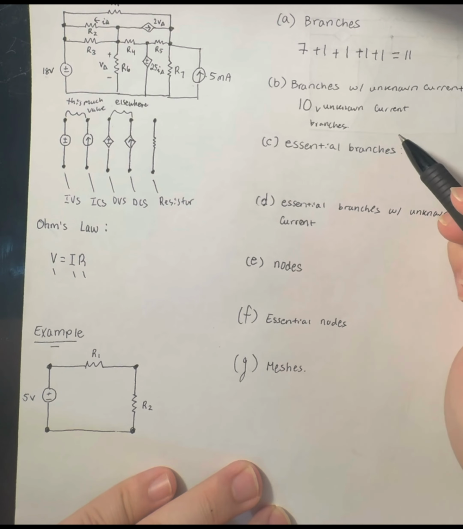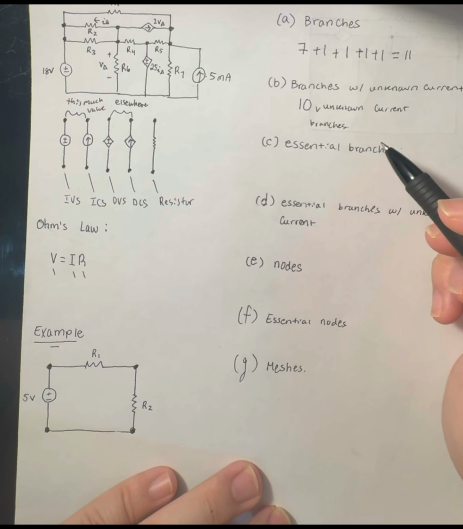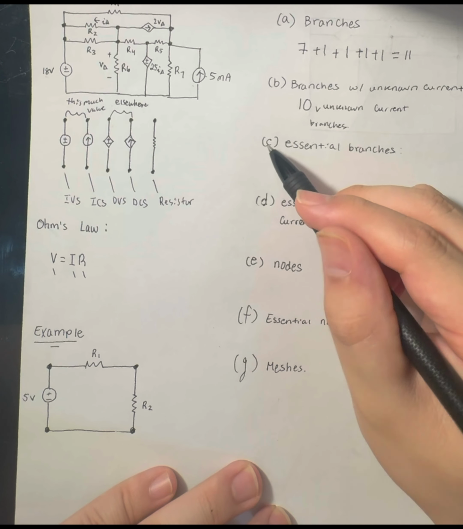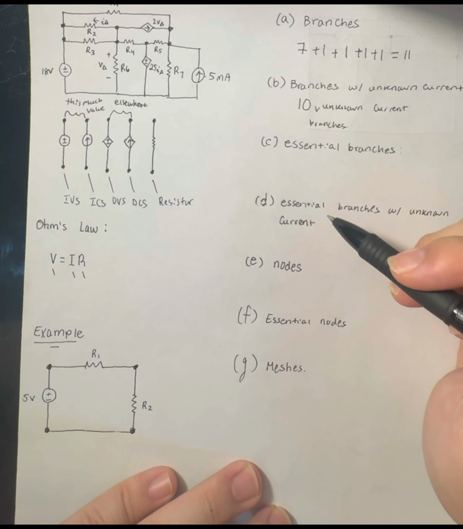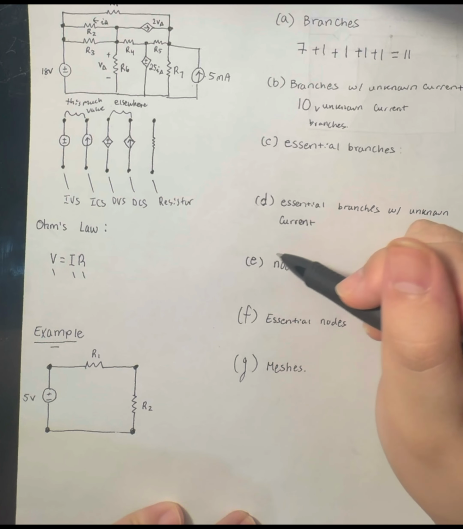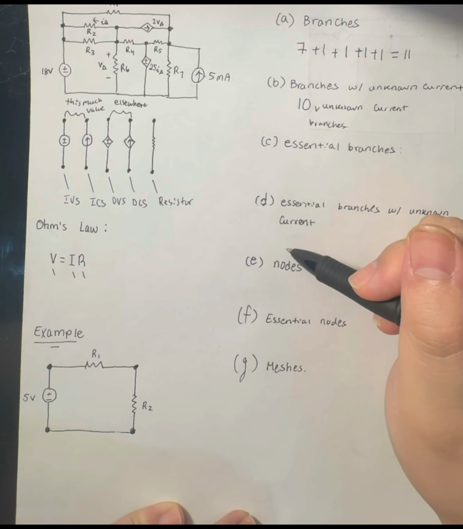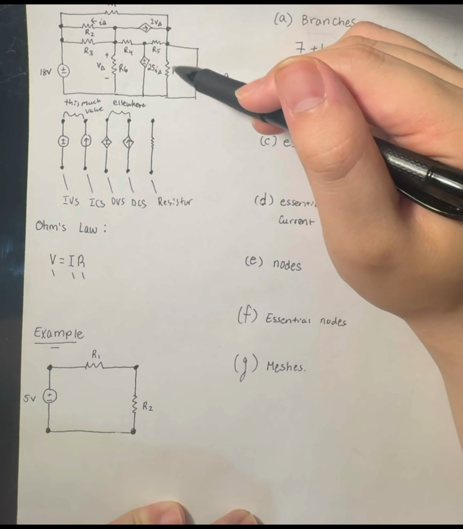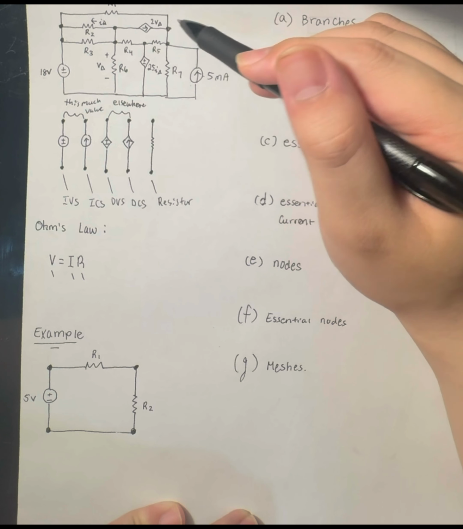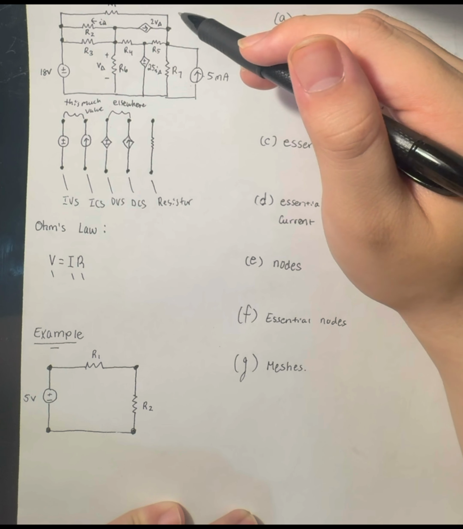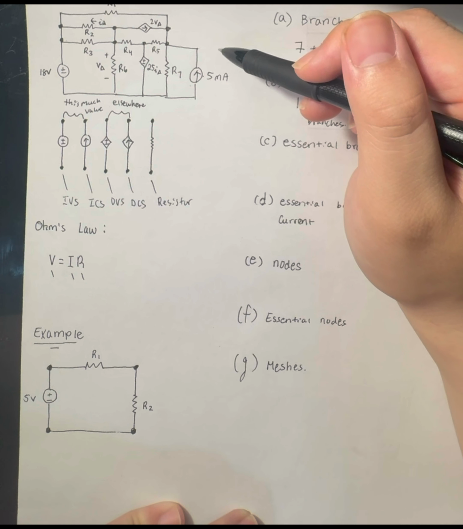And in part C, we're asked to find essential branches, which actually I'll skip, part C and D. We're going to come back to them. We should probably define what a node is to begin with. A node is basically a connection of different circuit elements. It could be a little bit tricky.